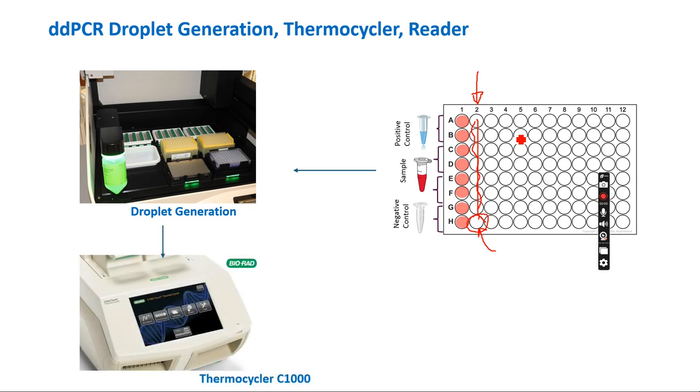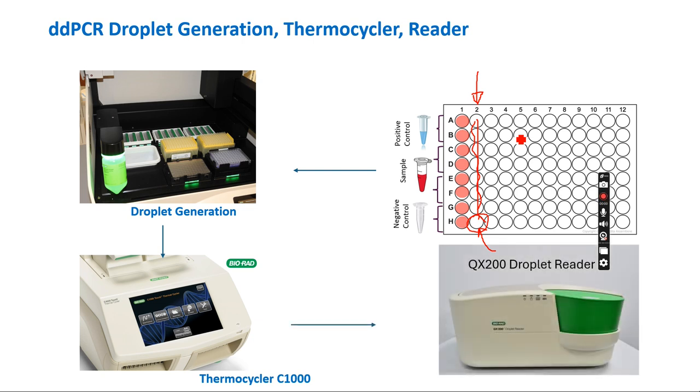And the next thing, we'll do the regular PCR. You can use a C1000 thermocycler and you will do the PCR. And again, as I said, for PCR you need to optimize your temperature based on your primer design. And the last thing, you will use the droplet reader. So we use the QX200 droplet reader to read each of the droplets.